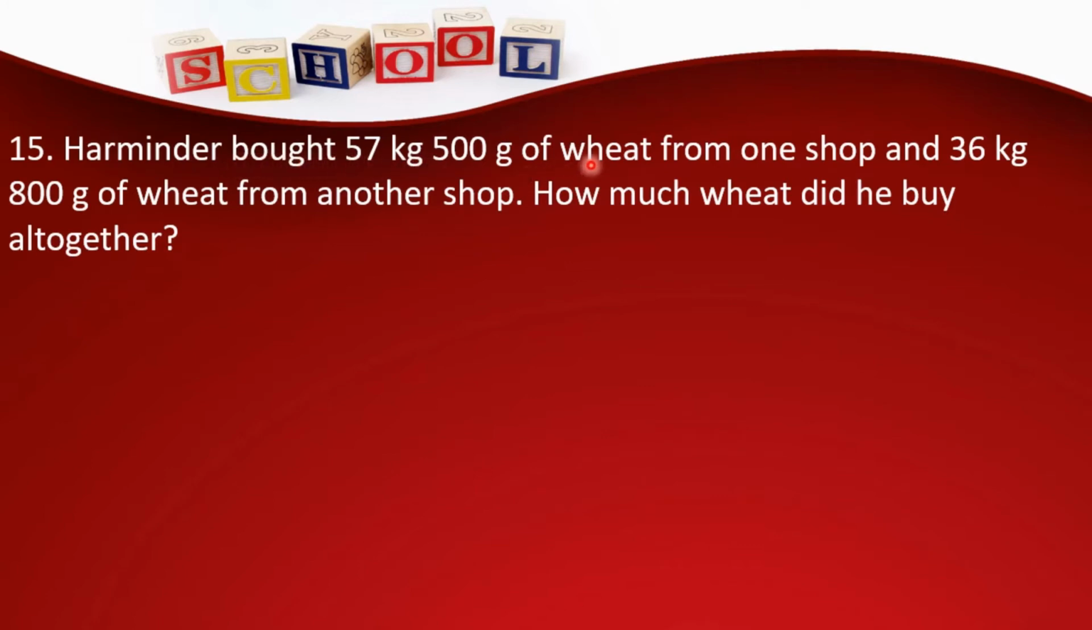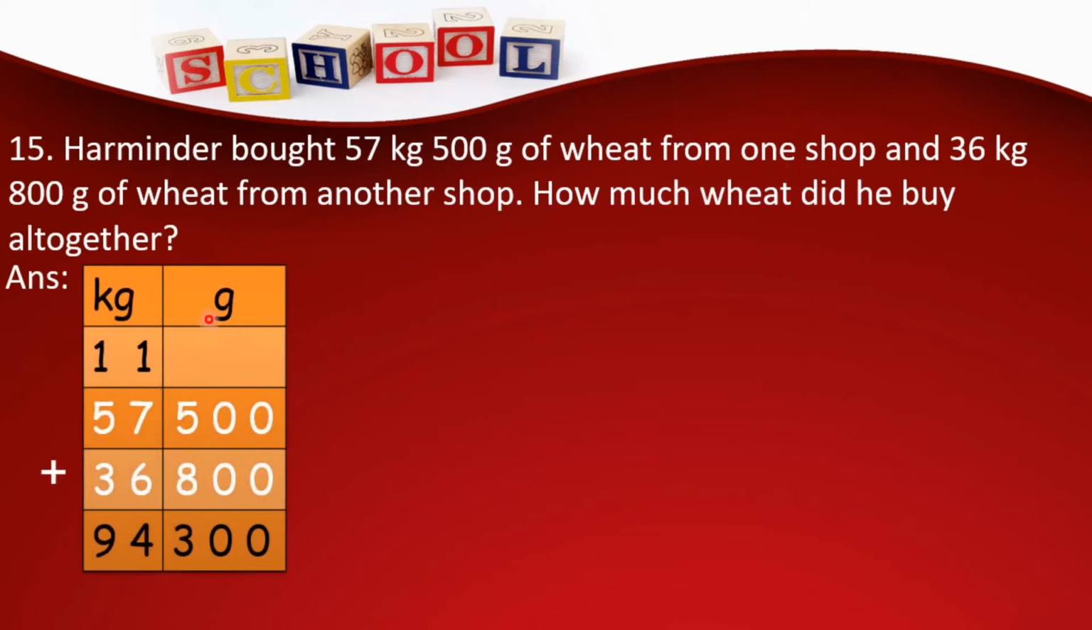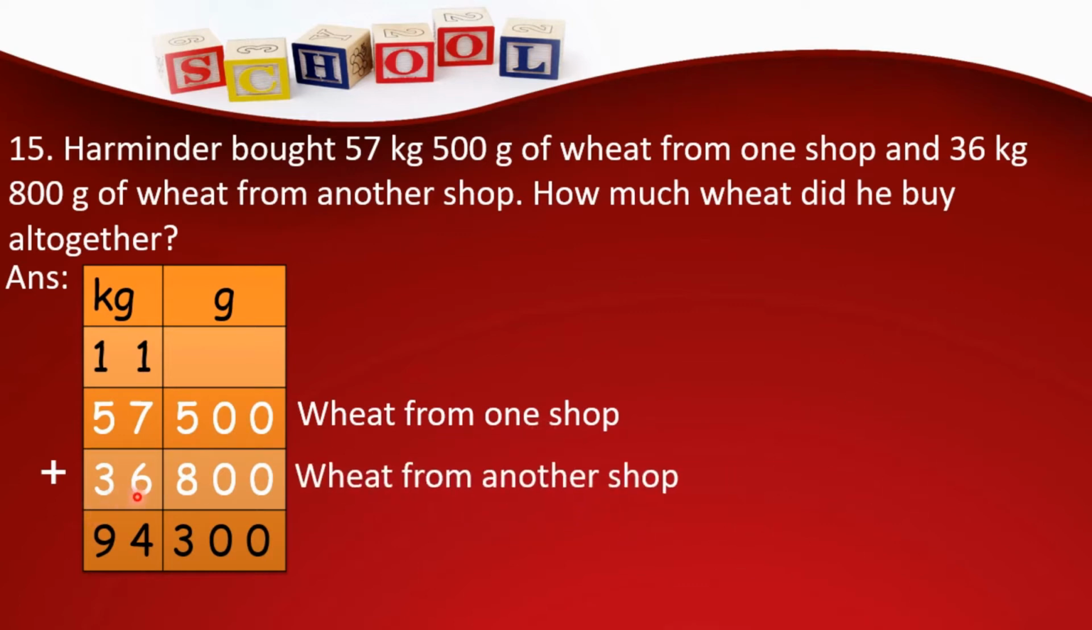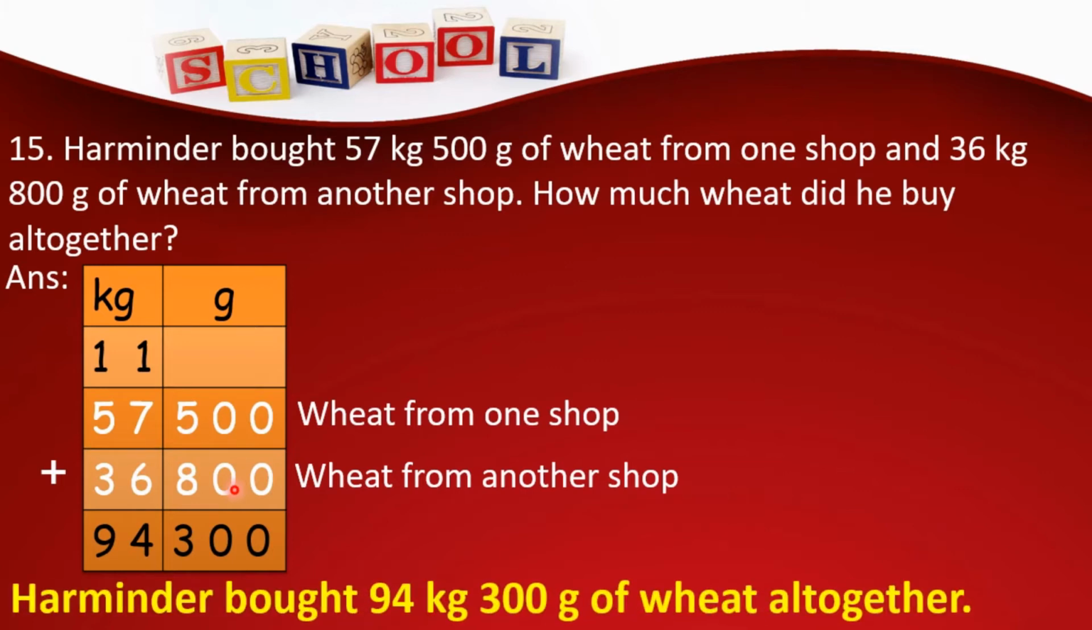So we make a table and we make two columns, one for kilogram, one for gram. Now we have 57 kilogram and 500 gram wheat he bought from one shop. And we have 36 kilogram 800 gram wheat he bought from another shop. So let us add these two numbers to get the total quantity of wheat he bought. So after addition we get Harminder bought 94 kg 300 gram of wheat altogether.